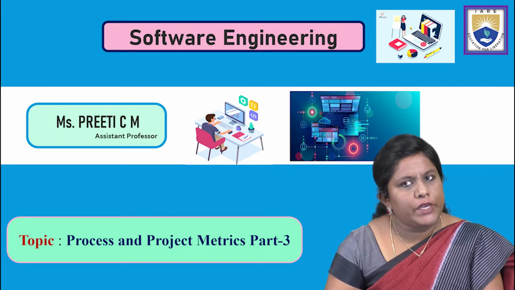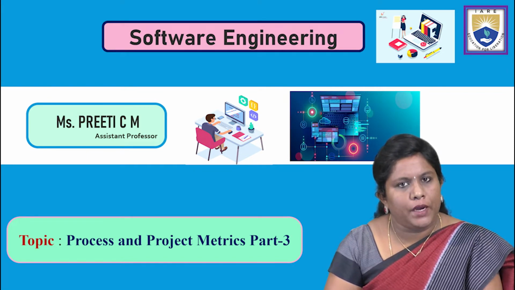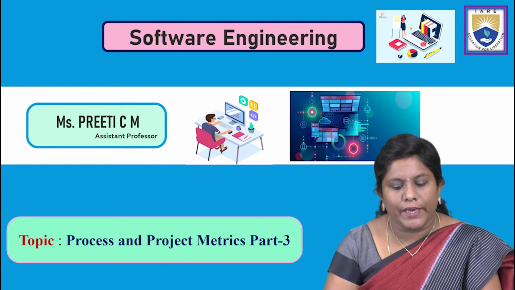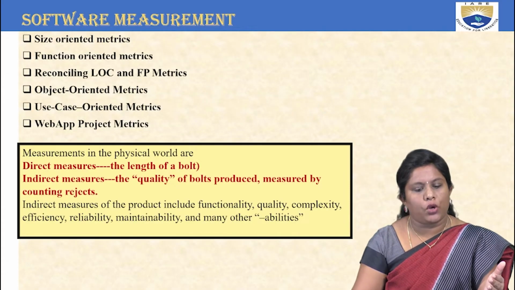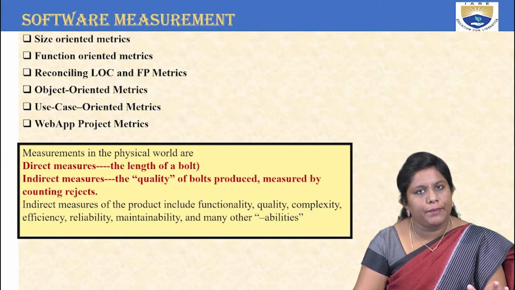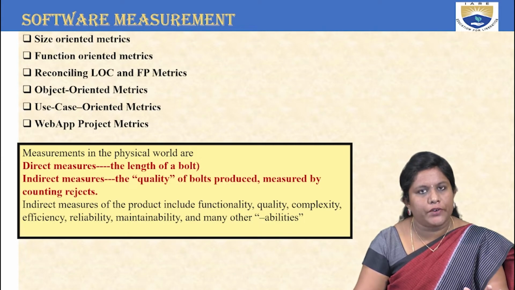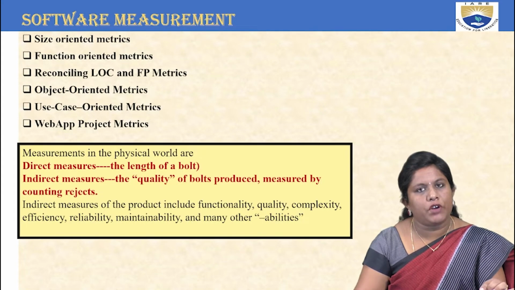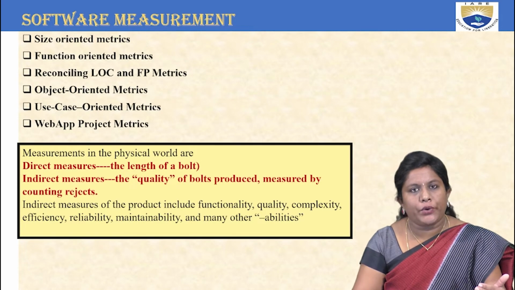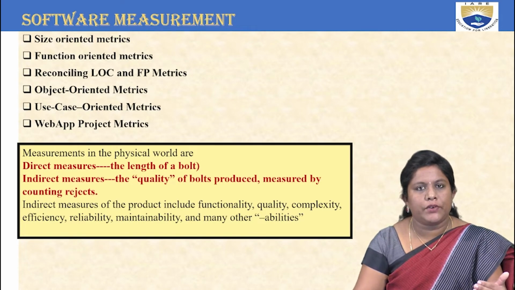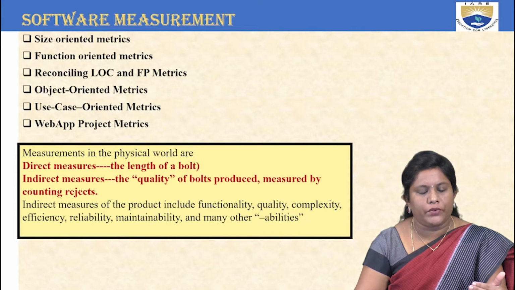So in our previous videos, in Part 1 and Part 2, we have discussed various software measurements that focused on size-oriented metrics, function-oriented metrics, reconciling the LOC, that is the lines of code, and FP metrics, that is the function points. And we also have seen the object-oriented metrics, use case-oriented metrics, and web app project metrics.